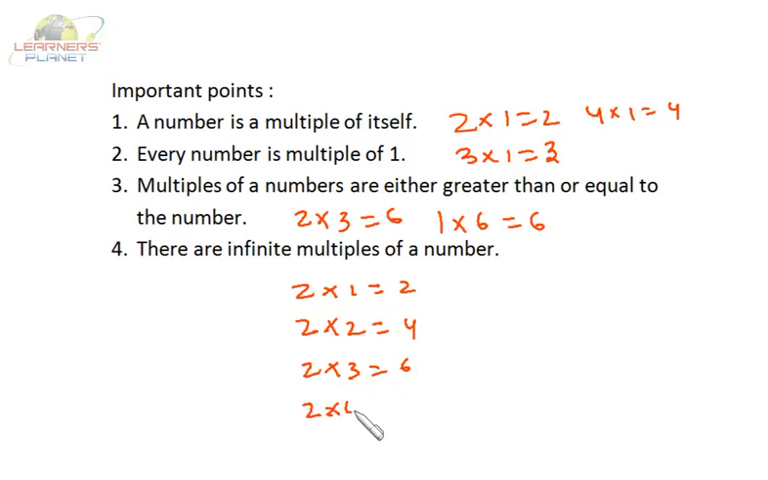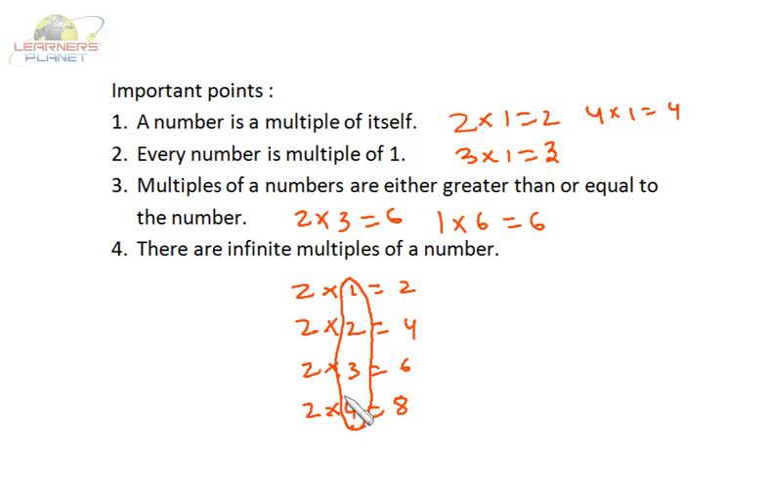Similarly, 2 into 4 is 8. We are multiplying the numbers by 2. That means 2 into 1, 2 into 2, 2 into 3, 2 into 4. But we are not clear about this sequence. Okay?